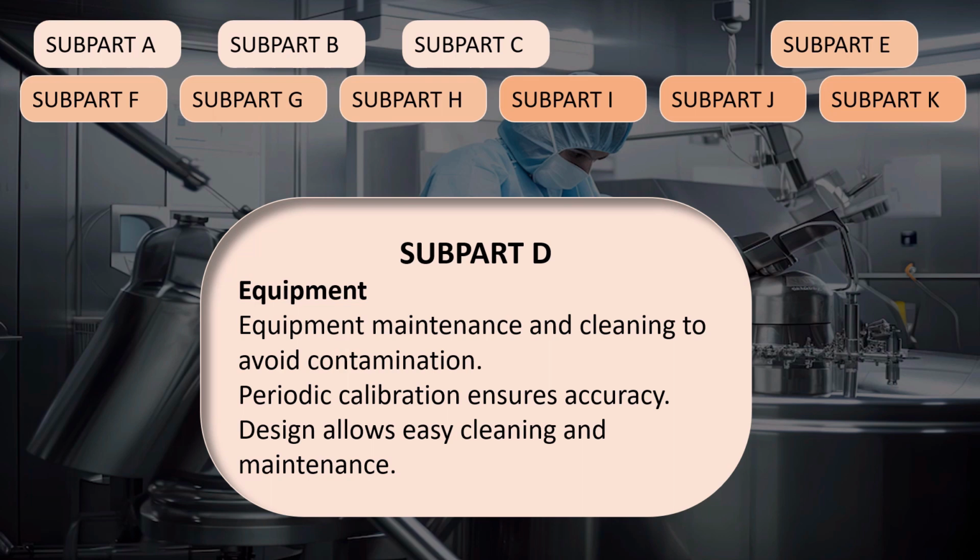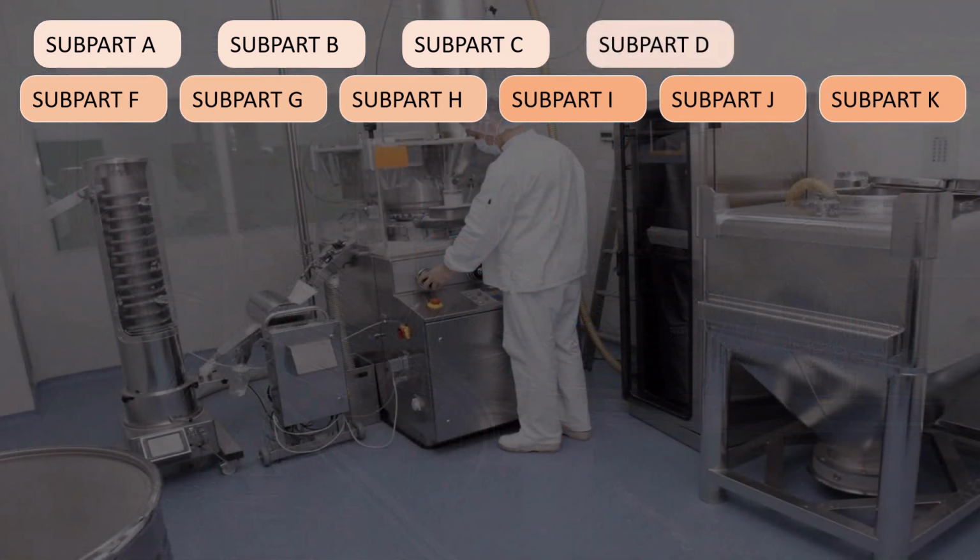1. Maintenance. All equipment used in manufacturing must be properly maintained and cleaned regularly to avoid contamination. 2. Calibration. Equipment must be periodically calibrated to ensure that it performs accurately and consistently. 3. Design. Equipment must be designed to facilitate cleaning and maintenance to avoid introducing contaminants into the product.